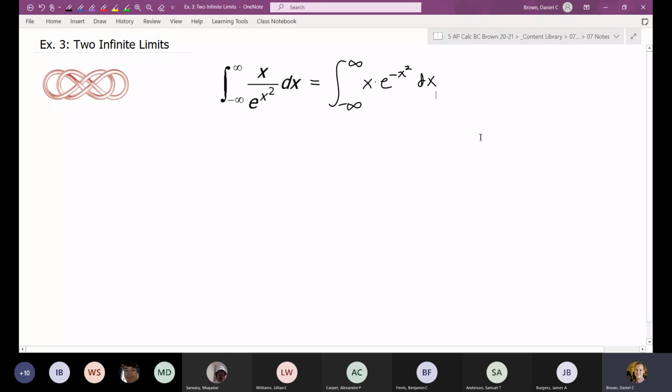Again, if you get a real number for both of your limits, then it converges. If you get a DNE for even one of your limits, then that whole integral is going to diverge. But go ahead and try that one, and then we're going to look at a few examples with vertical asymptotes.